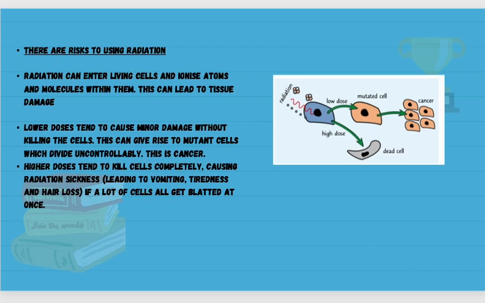Lower doses tend to cause minor damage without killing the cells. This can give rise to mutant cells, which divide uncontrollably. This is cancer. Higher doses tend to kill cells completely, causing radiation sickness, leading to vomiting, tiredness, and hair loss if a lot of cells all get ablated at once.